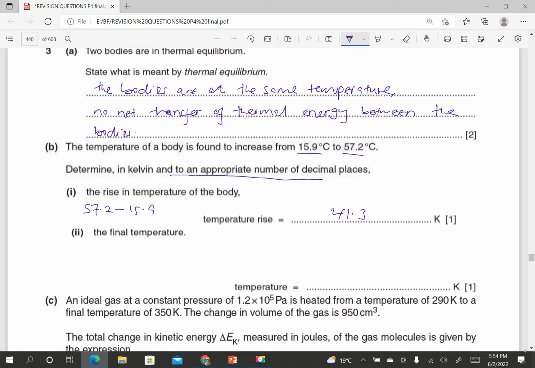Then the final temperature is 57.2, given to one decimal place. When I'm converting, I'll add 273.15. 57.2 plus 273.15 gives me 330.35. But the temperature was quoted to one decimal place, so I round this off to one decimal place, 330.4. Okay.